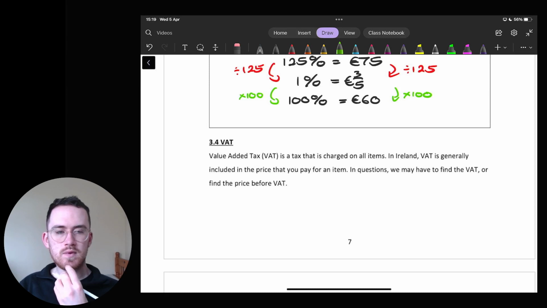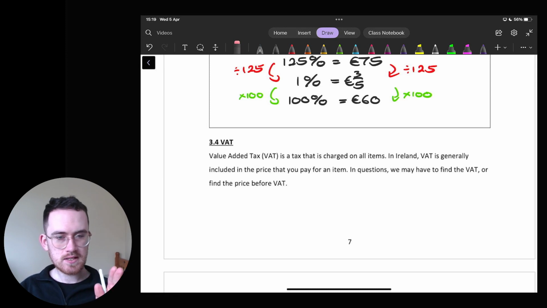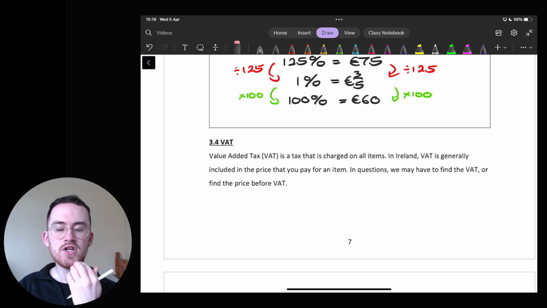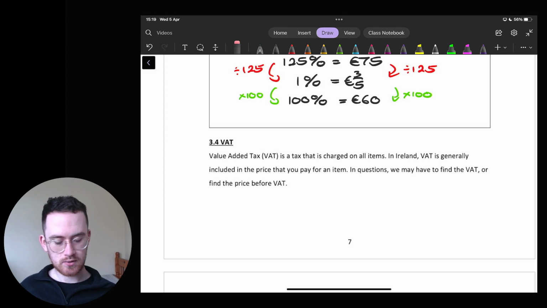In questions, we might have to find the VAT, or we might have to find the price before the VAT. So there are two ways we can go, but we're using the same steps, the same idea. VAT is going to increase the price of the item, so VAT is going to be added on. We might have to find the price once the VAT is added on, or we might have to find the price before the VAT was added on, working backwards.